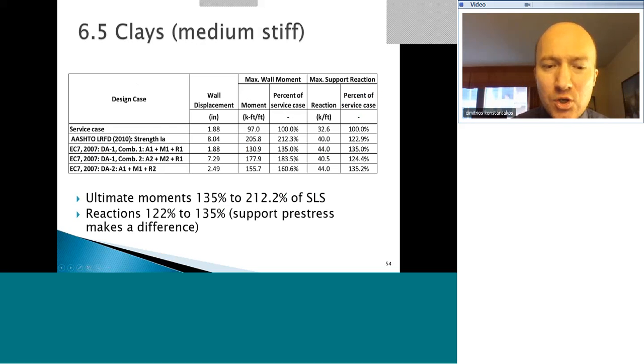And our reactions, actually, now start not behaving that well. And that's actually because in some cases, your pre-stress effects play a role. So, you know, the level of pre-stress that you assume on your walls can make a difference. So the reactions actually showed the smaller variation, so they went from 122% to 135% of the support pre-stress.